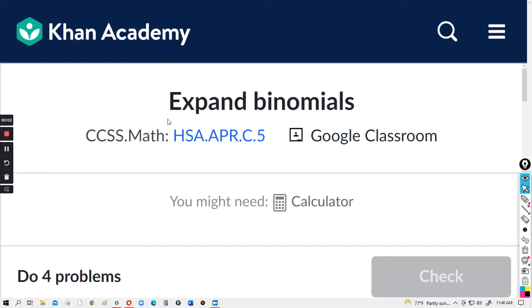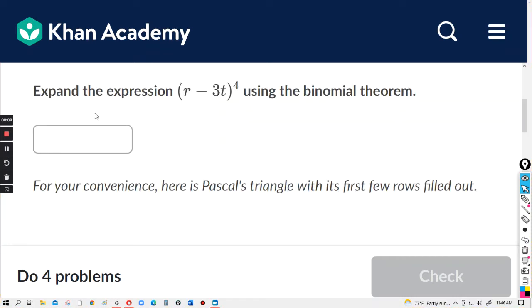This will be for the Khan Academy exercise, expand binomials. So they want us to expand this expression using the binomial theorem. And for your convenience, Pascal's triangle is posted with the first few rows. I'll show you that. Anyhow, the reason this is called a binomial is just because there are two terms.